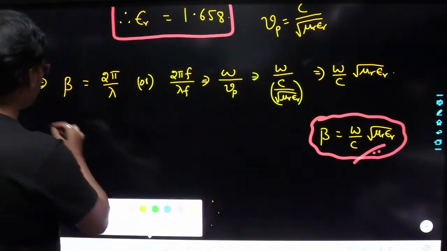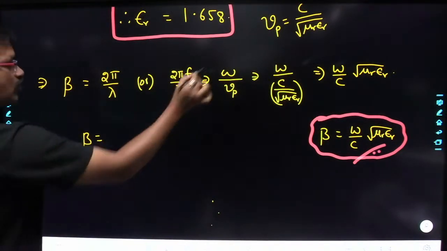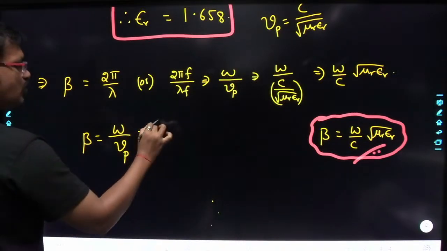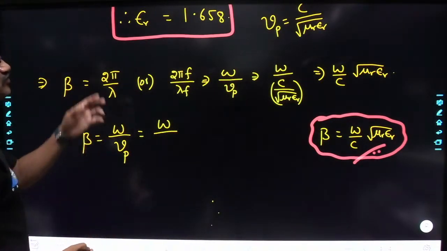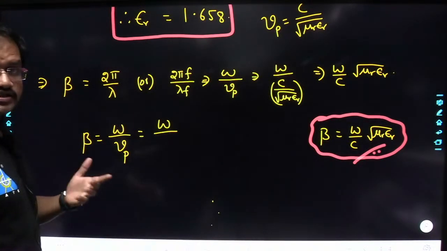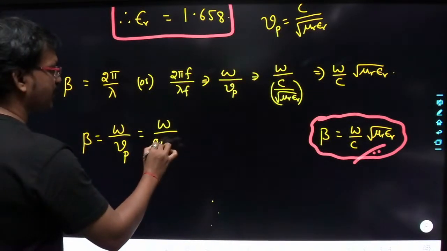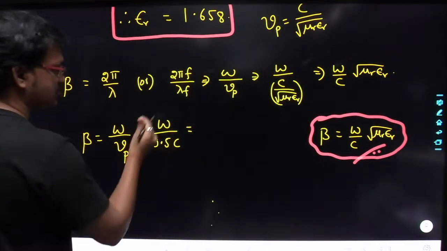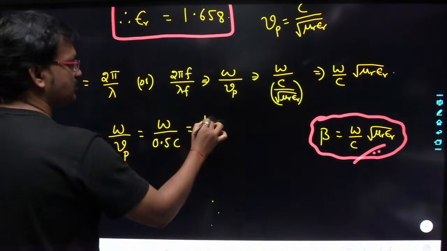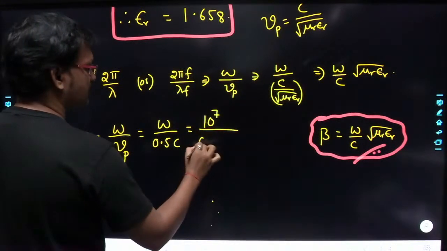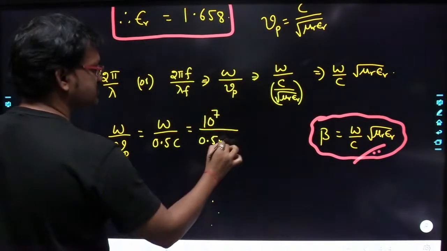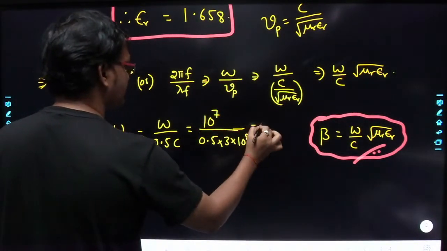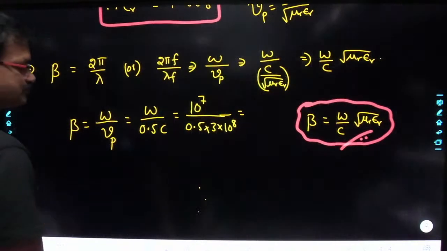Now here I can represent this beta as omega by phase velocity. The phase velocity they have already given as 0.5 times c. Understood? Now you can directly substitute the values. So omega is 10 to the power of 7, divided by 0.5 into c, which is 3 into 10 to the power of 8. So from here you can determine the beta value, right?